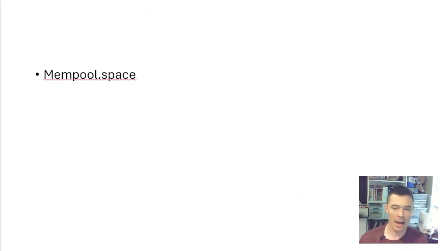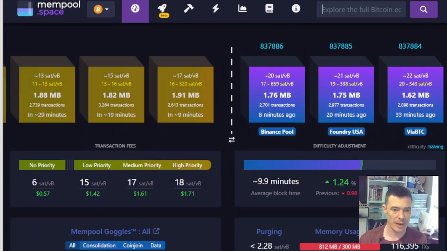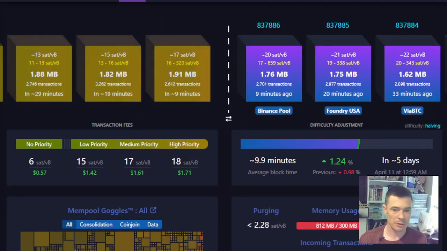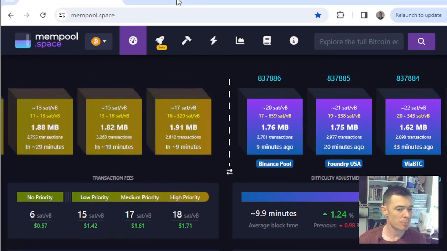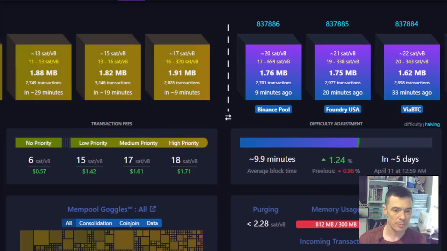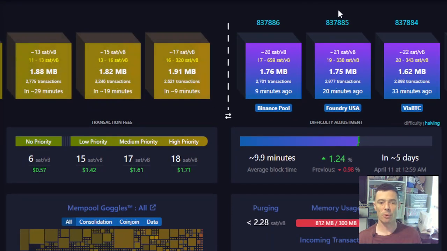So now we need to go back to mempool.space. I'm not sure if we've actually seen this before as a group, but this is mempool.space. What mempool is, it's a Bitcoin full node, but it's also set up in such a way that you can go in and explore all the information they have. It's just a good user interface to look at all the data within a full node.